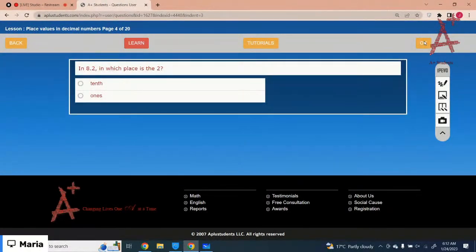Okay, the next one is in 8.2, in which place is the 2? 2 is at the tenths place. Very good.